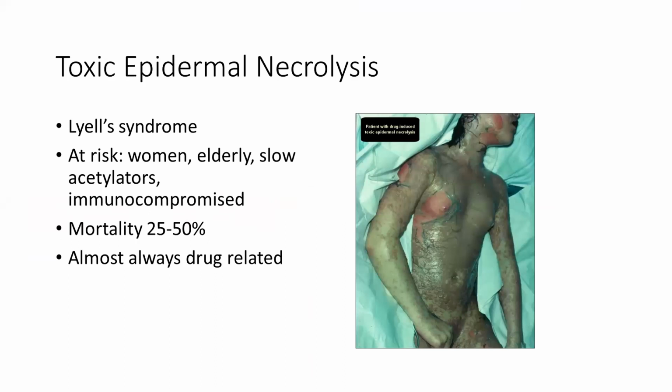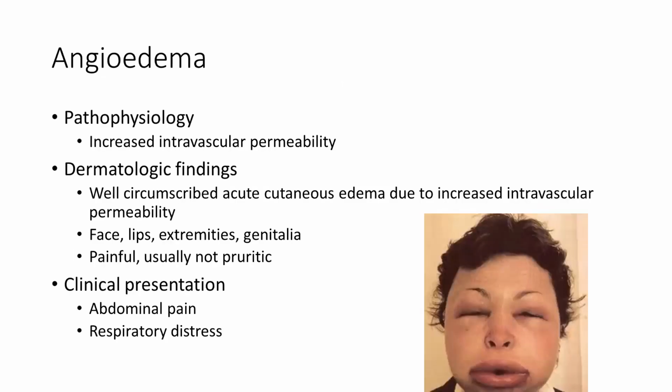Most commonly occurs in women, elderly, and slow acetylators who cannot remove the medicine or any drug from their body as quickly as other people do. And it occurs in the immunocompromised. Mortality is 25 to 50%, almost always drug-related.